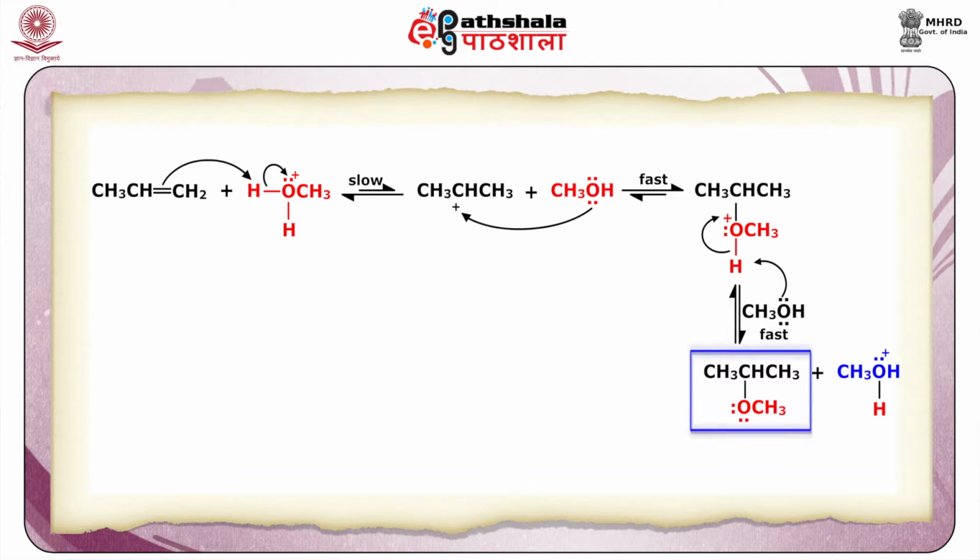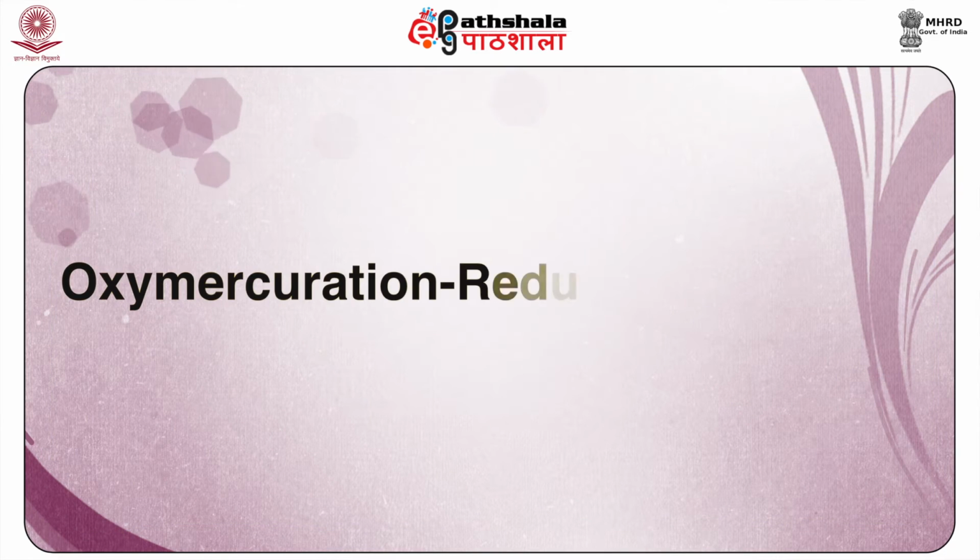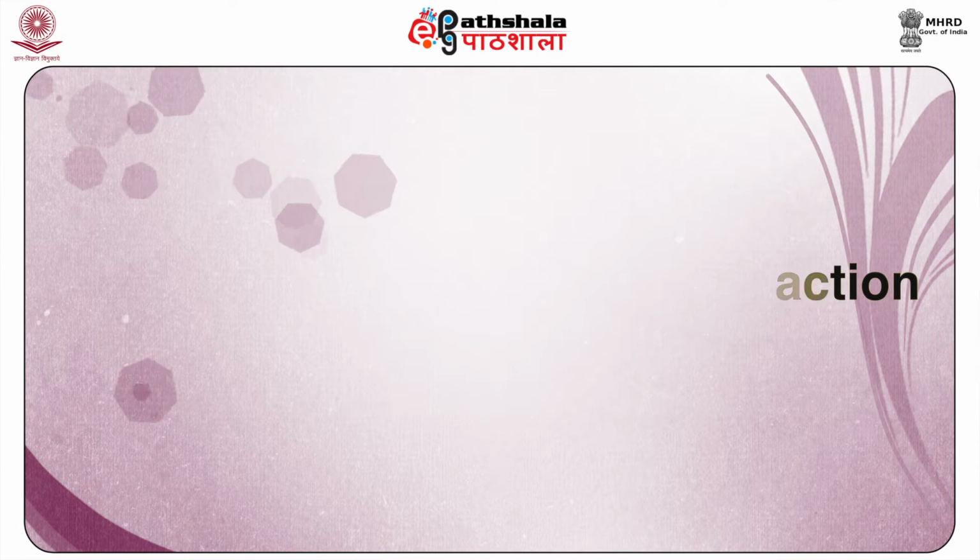A similar mechanism also operates in the case of acid catalyzed alcohol addition to alkenes, resulting in an ether product. So again, if we consider this mechanism, when the alkene is attacked, the proton will transfer here and the remaining alcohol will now attack as a nucleophile on this carbocation, and followed by deprotonation you get the corresponding ether. Now let us move to the oxymercuration reduction reaction.